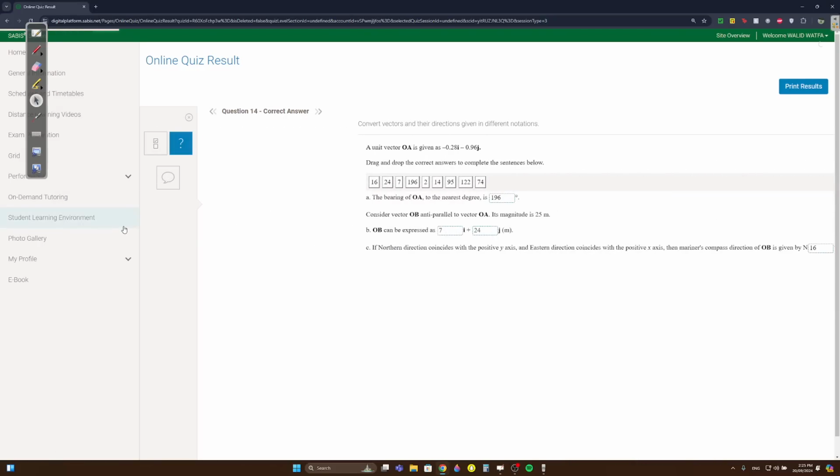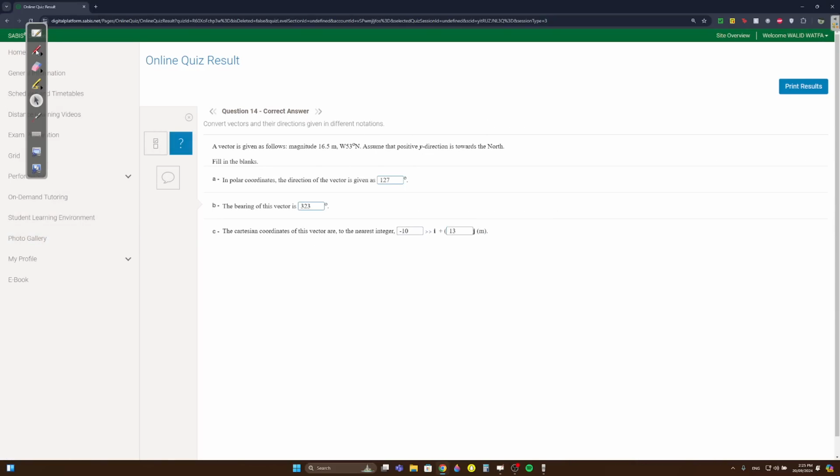Question 14. A vector has magnitude 16.5, and they give us the mariner's compass direction. In polar coordinates, what is the direction? Direction in polar coordinates also means theta. Let's find the angle. West 53 degrees north. This is west, and this is north, 53 degrees north. So here it's 53.